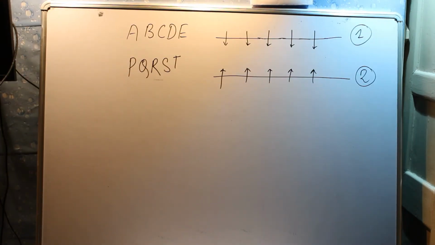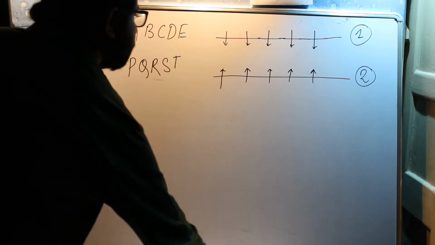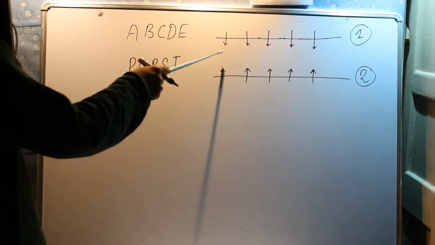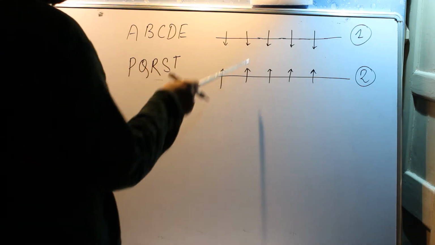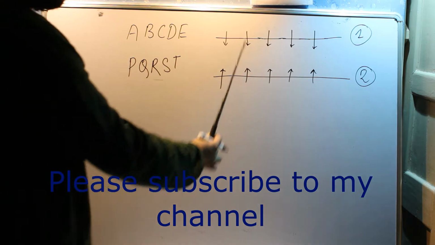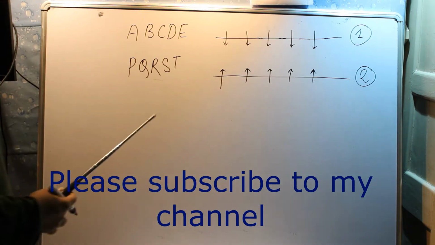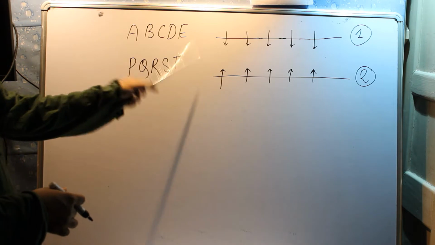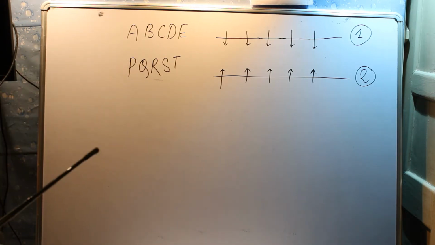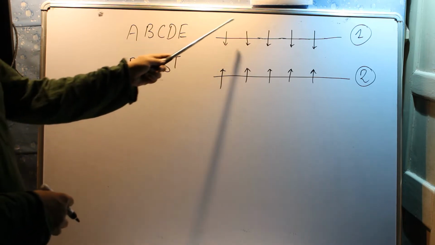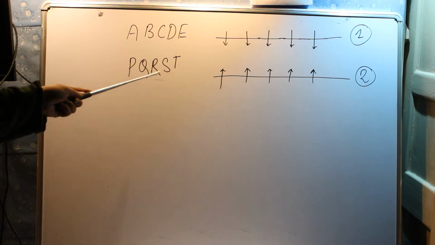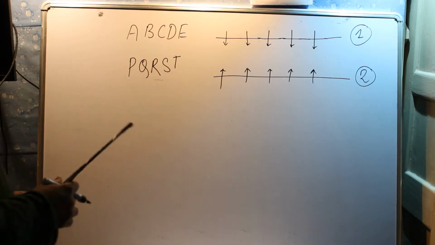So let's begin. There are 2 rows, row 1 and row 2. People in row 1 are facing south direction, and people sitting in row 2 are facing north direction. And 5 people in each row. In row 1, A, B, C, D and E are going to be placed, and in row 2, P, Q, R, S, T are to be placed.